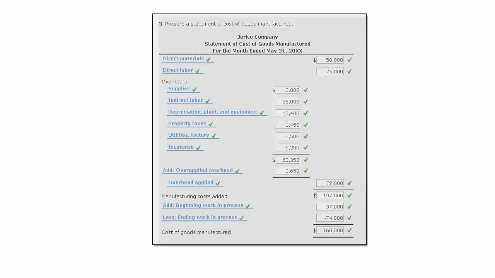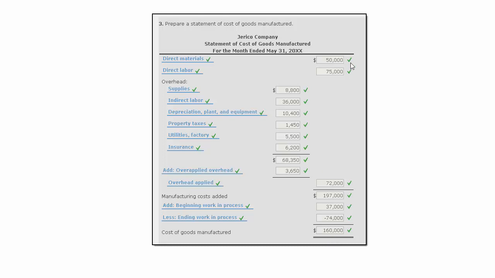All right, now requirement 3 says prepare a statement of cost of goods manufactured. And what you have to do here is have some understanding of what the format of a statement of cost of goods manufactured looks like. So we would list direct materials, labor, and then the various overhead costs or accounts we had, list them all, add them up. We would add any overhead applied to it to come up with what was the total overhead applied. That would give you what the total manufacturing costs were that were added. Then you would add in beginning, subtract ending, and you'd come up with cost of goods manufactured.